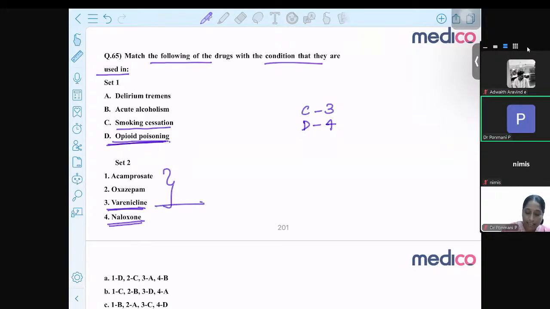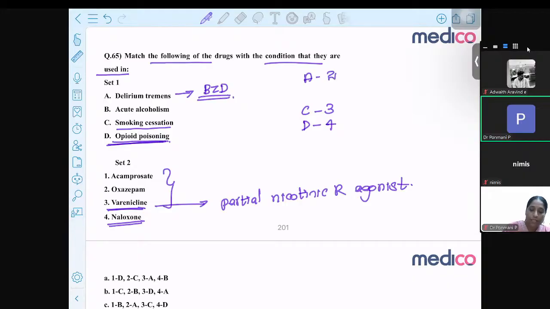And what is varenicline? Varenicline is a partial nicotinic receptor agonist, which is used for smoking cessation. Now you have two things. For delirium tremens, in order to control the delirium, you are going to use benzodiazepines immediately. And the benzodiazepine listed out here is oxazepam. So it is A2. And for acute alcoholism, what do you have? For acute alcoholism, you are going to use acamprosate. So this is the right order of drugs.